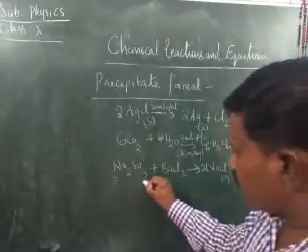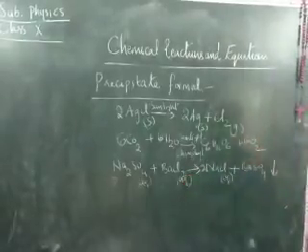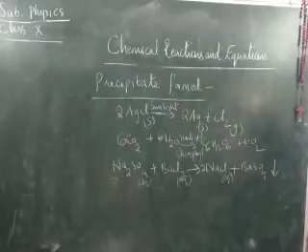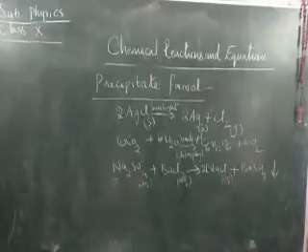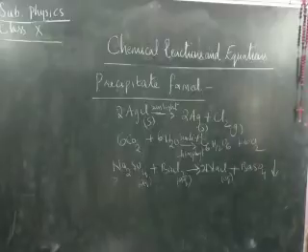Sodium sulfate is also aqueous. Barium chloride is aqueous, it is mixed with water. Here we get sodium chloride and barium sulfate. Barium chloride and sodium sulfate react, therefore here what we say is that this is the formation of the precipitate.